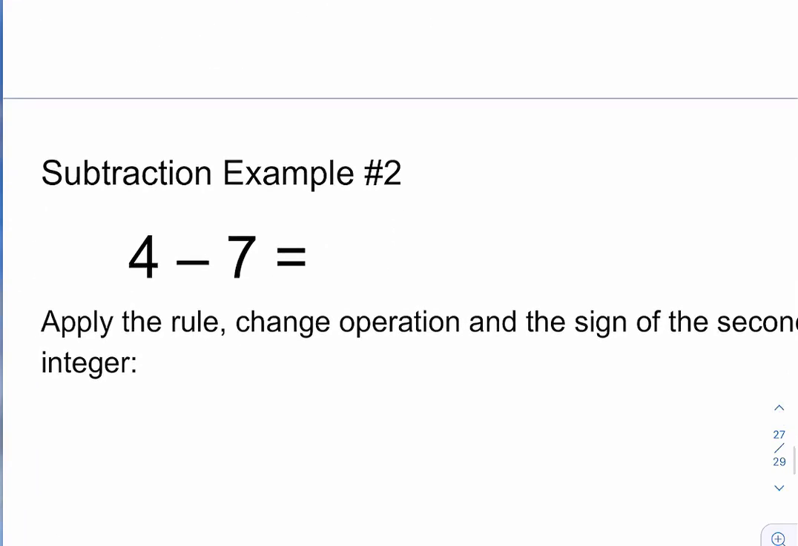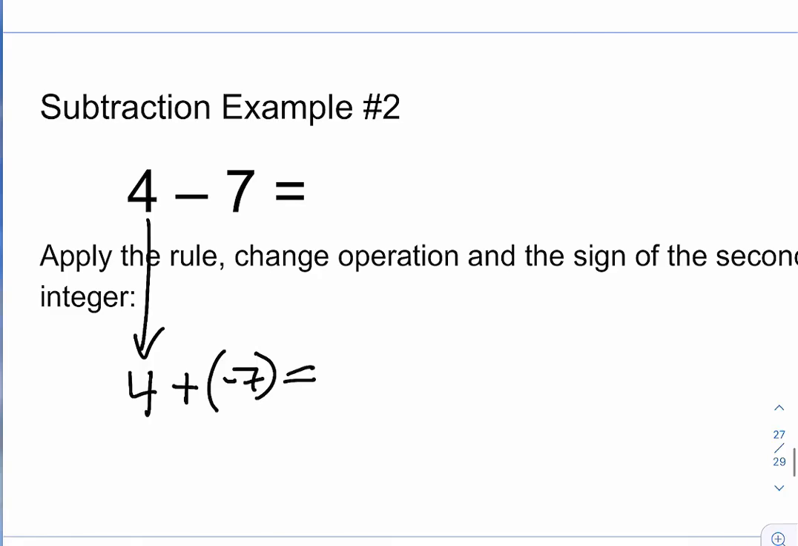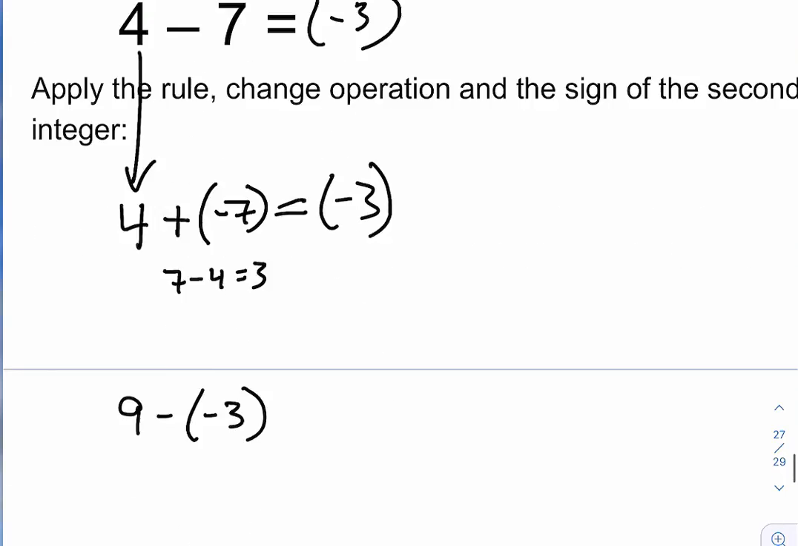Another example, 4 subtract 7. Following the rules here, I'm going to keep the 4. I'm going to switch this to addition, and I'm going to change this integer to its opposite. Positive 7's opposite is negative 7. Now I'm going to solve this. On this one, the signs are different, so I subtract the smaller one from the larger one. I'm going to keep the sign of the larger number, which is 7, so it's negative 3. So negative 3 is my answer.